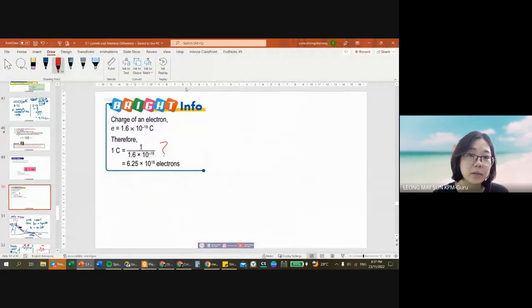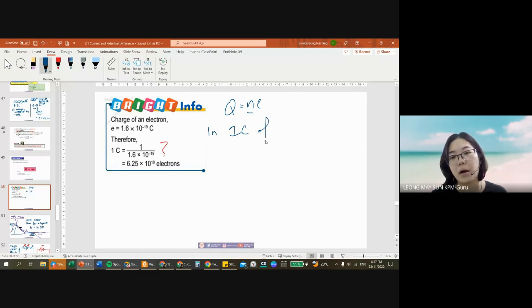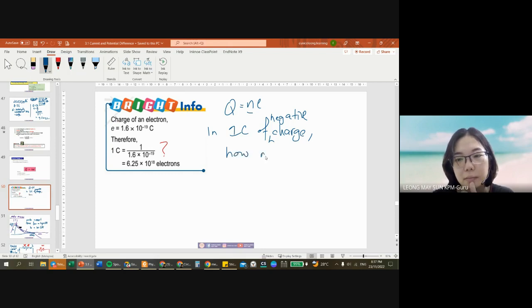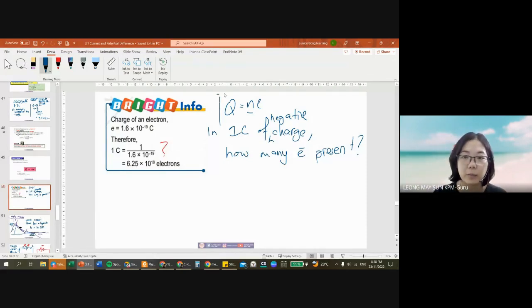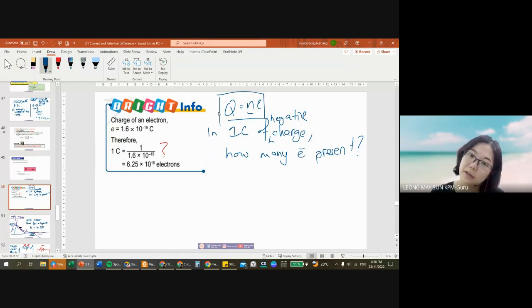So the formula comes from Q equals NE. They want to know how many electrons are present in one coulomb of electric charge. In order to get that formula, you need to use this. Please take note, this particular formula is inside the syllabus, but it's not in the textbook. That's why I'm teaching you this.